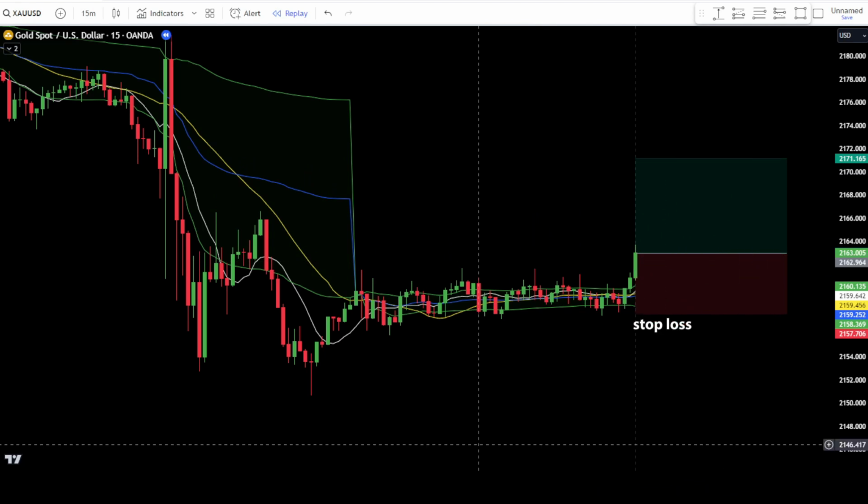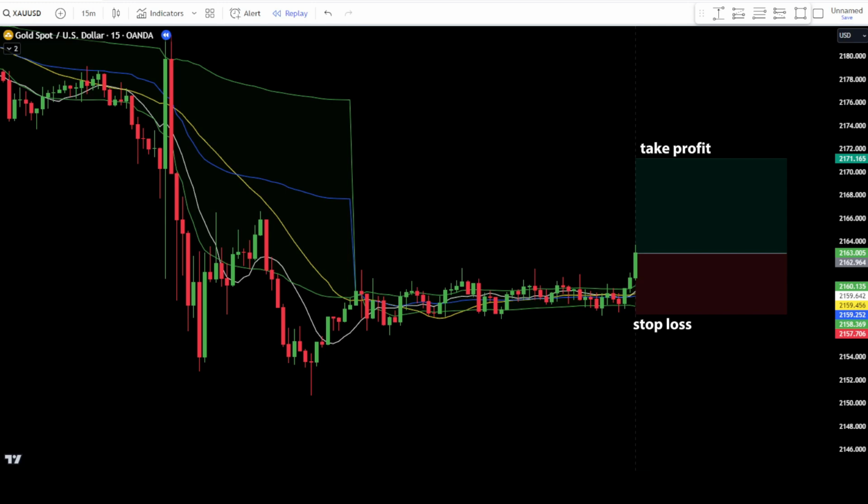5. Place a stop loss at the last swing low. 6. Use a target take profit with a risk and reward ratio of 1 to 1.5.